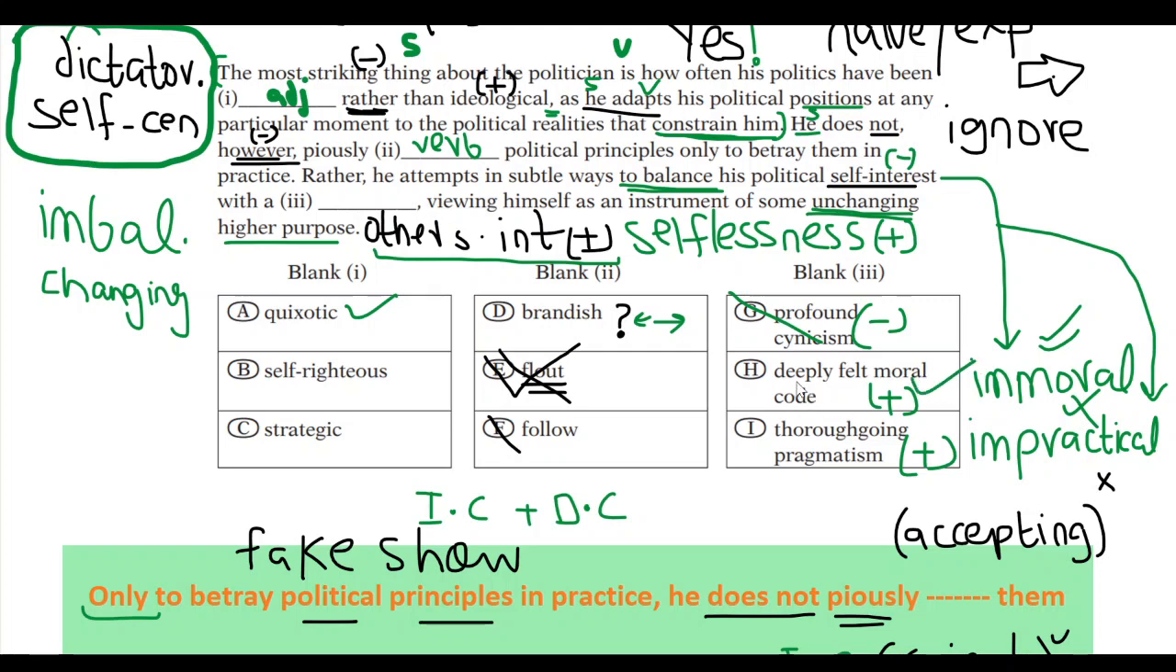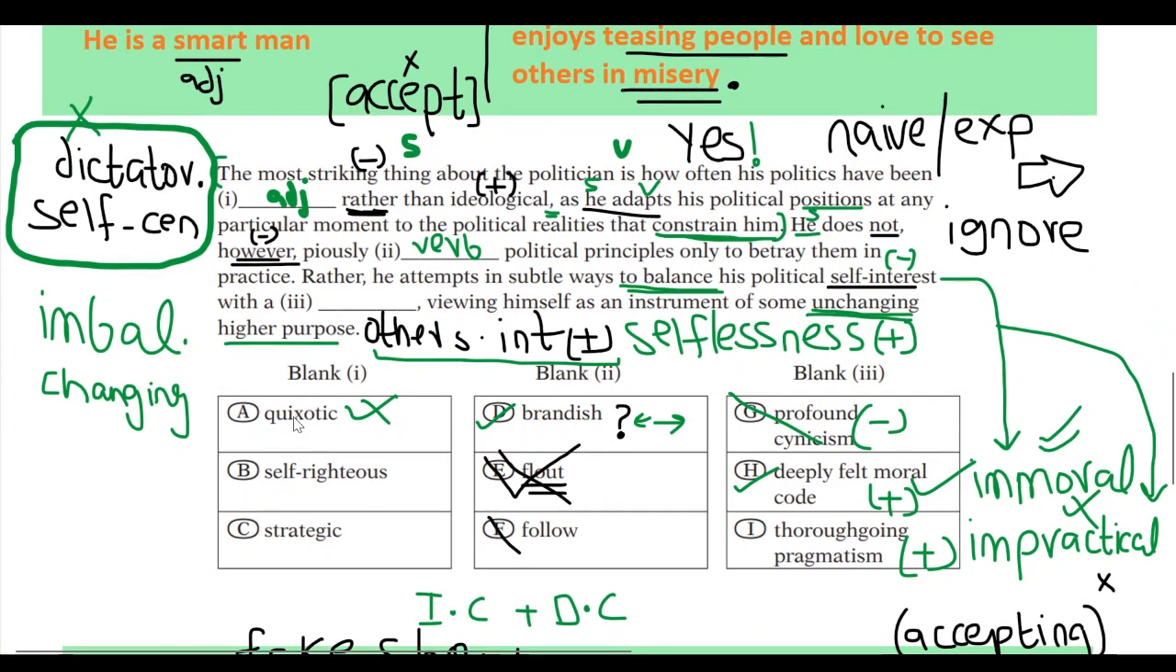So now that we are done with our final two blank guesses, which are brandish, something which is changing, moving to and fro, and the last one, deeply felt moral code, I think we are in a much better position to actually go to the first blank and come up with a guess. So if this guy is basically adapting the positions that are opposing him while keeping his self-interest, can I say that he is quixotic, that he's foolishly impractical? No, I'm going to say that this guy's pretty smart, and this guy knows how to deal with different ideas. So quixotic doesn't make sense.